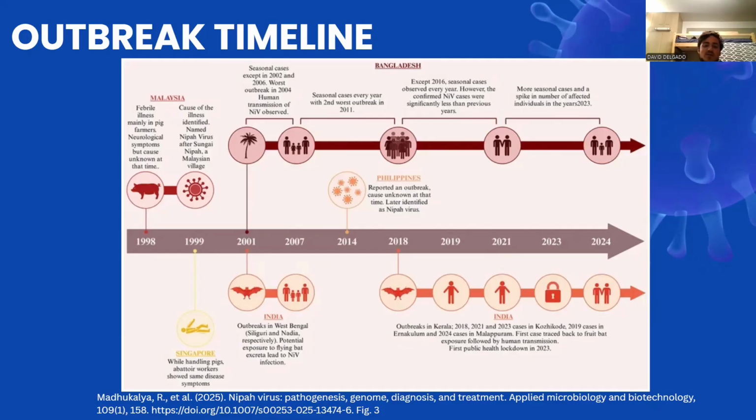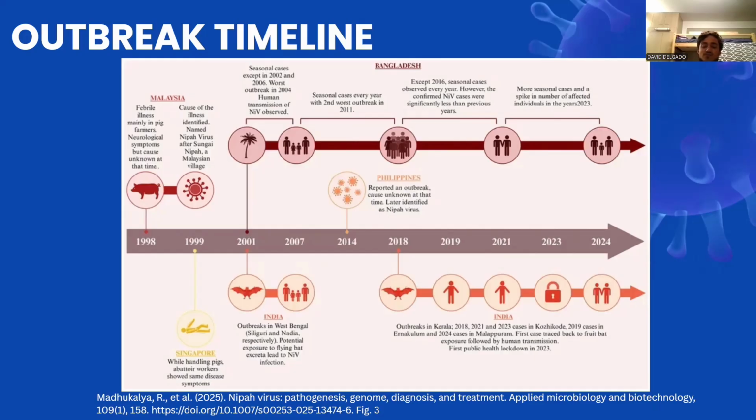The main, most dangerous outbreak was in 1999. And in Singapore, there was an outbreak where they were handling infected pigs again. And in 2001, there were two outbreaks, one in India and another one in Bangladesh. And this was the start of a long run of outbreaks for Bangladesh especially, with multiple different outbreaks occurring throughout the years, all the way up to the most recent one in 2023.